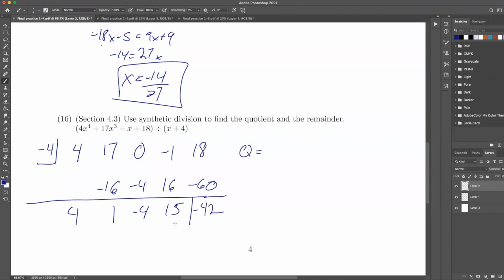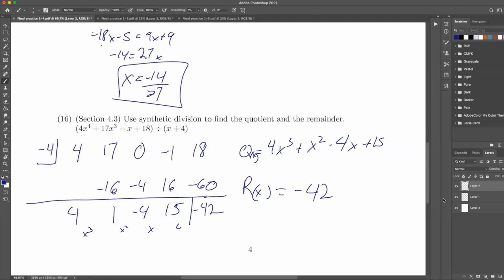And so here we're just going to write out the quotient first. Remember, it's x to the 0, x. So here's the first one, our constant term. This is our x. This is our x squared. This is our x cubed. So here our quotient would be 4x cubed plus x squared minus 4x plus 15. And our remainder, r of x, should be minus 42.